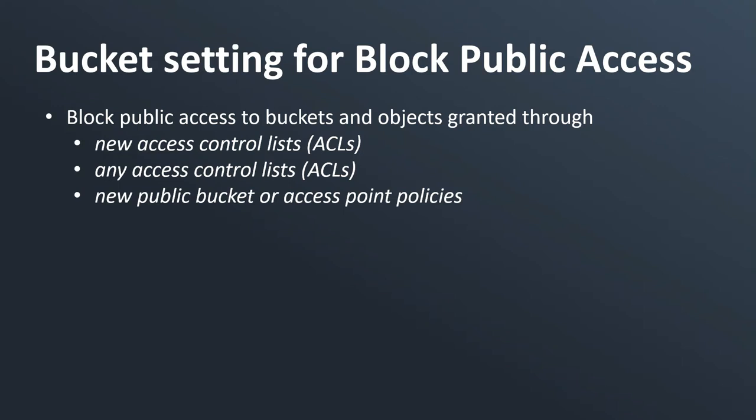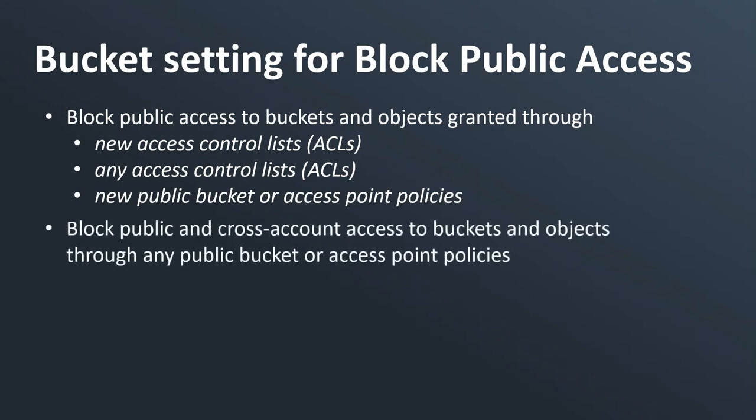We have new access control lists, any access control list, or new public or access point policies. So this is going to block objects and buckets from being public if they are granted through any of these methods. Or you can block public and cross-account access to buckets and objects through any public bucket or access point policy. So you don't need to remember these four different settings. It's just a summary in here.